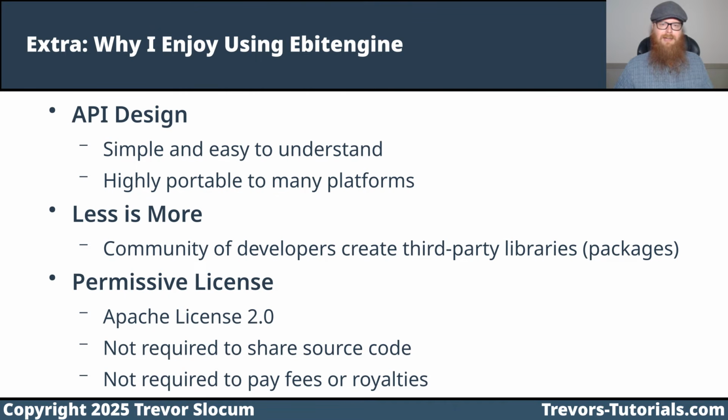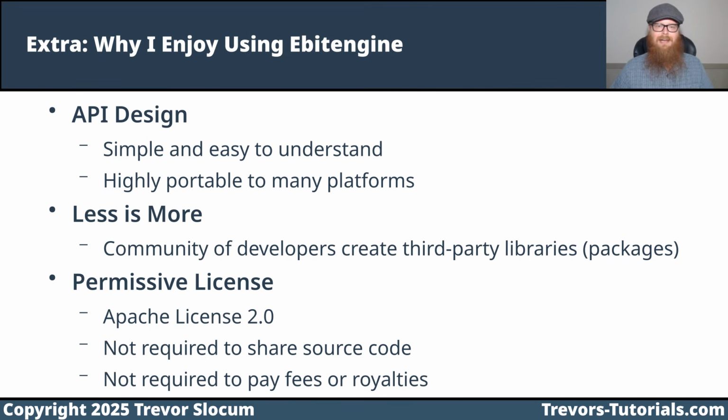I also appreciate how EbiTengen is available under a permissive software license, the Apache License 2.0. I don't want to get into the details of this license, you should go read the document, but I would like to highlight two aspects of it. You are not required to share the source code of your application, nor are you required to pay any fees or royalties. This stands in stark contrast with some other game engines, where you might not even be allowed to share the source code of your application, or you might be required to pay some amount for each installation. If you would like to support EbiTengen, you can find out how at ebitengen.org.